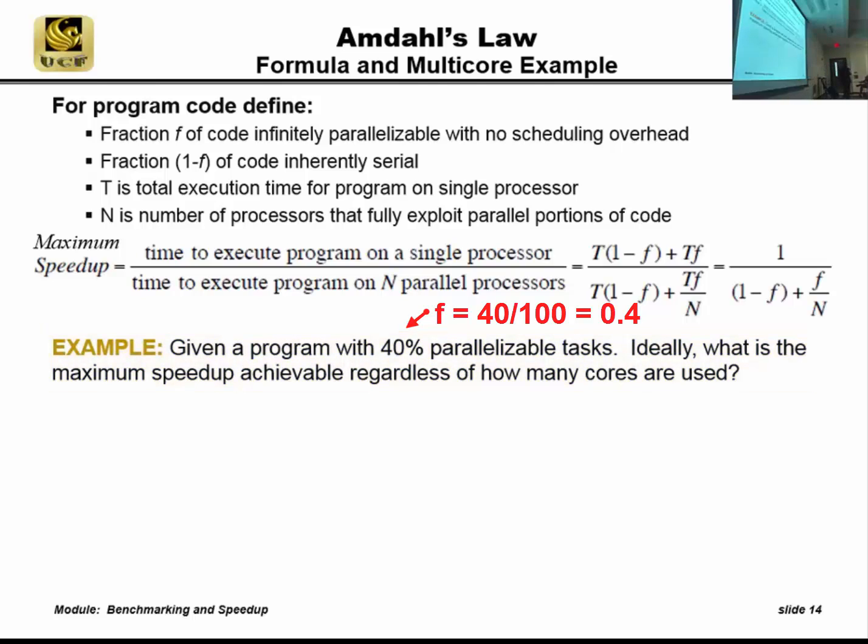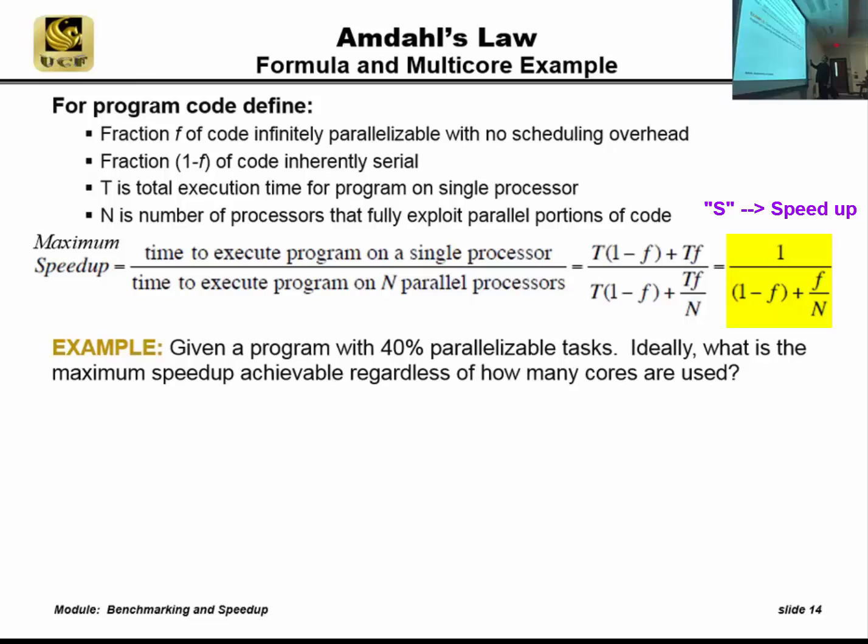Over 40%. Ideally, what is the maximum speed up? So here's our first application of this. We like to take limits because limits help us envision and understand the behavior of a system or an equation. What is the maximum speed up regardless of how many cores are used?